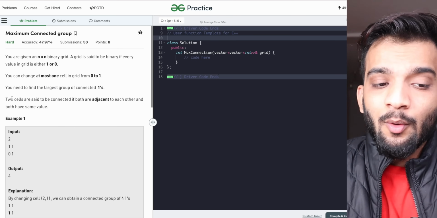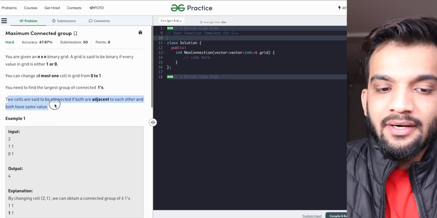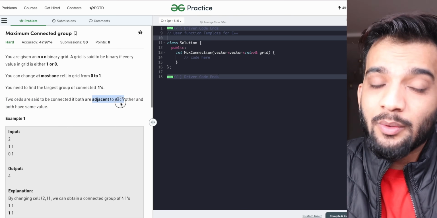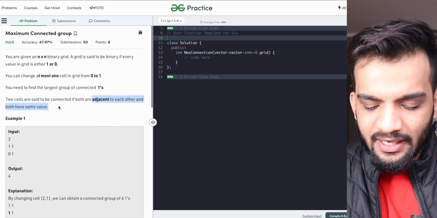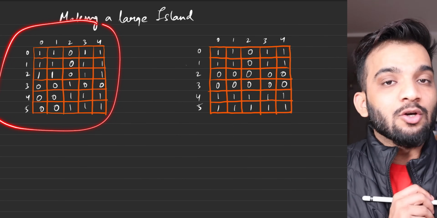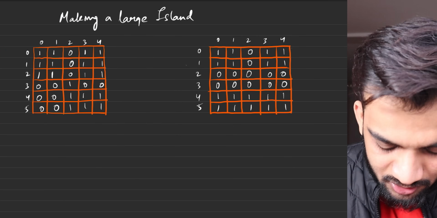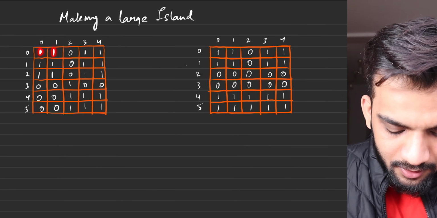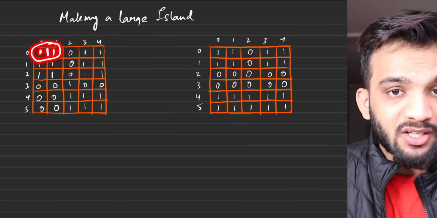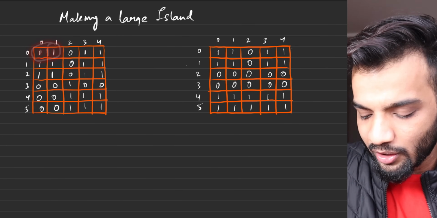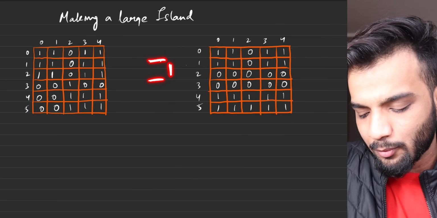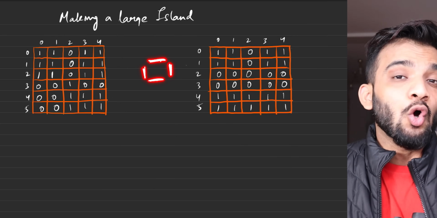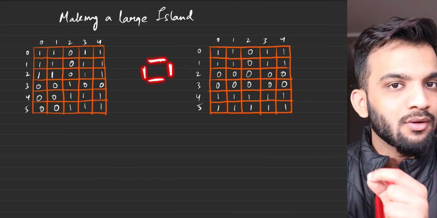Now remember one thing, two cells are said to be connected if both are adjacent to each other and both have the same value. Let's quickly understand the problem with this particular example. What they're saying is, if here's a 1, you can say them to be adjacent because they are sharing a common side. So if they share a side on the top, on the right, on the bottom, or on the left, then you can call them adjacent cells.